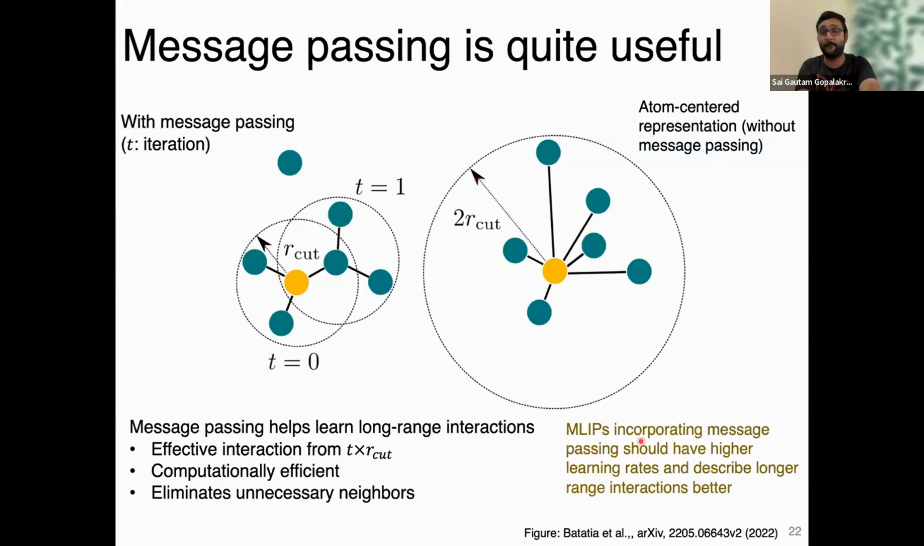MLIPs incorporating message passing, basically graph networks, should have higher learning rates, so they should be able to learn from data better and describe long range interactions better, right? So that's on message passing.